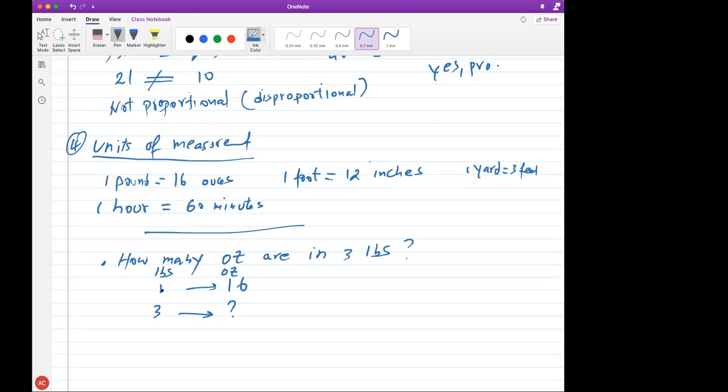So what is the missing quantity here? How did we get from 1 to 3? We times it by 3. And to go from here to here, we're going to times by 3 as well, same thing. And that's how you find your missing number here. 16 times 3 is 48. And that's it.